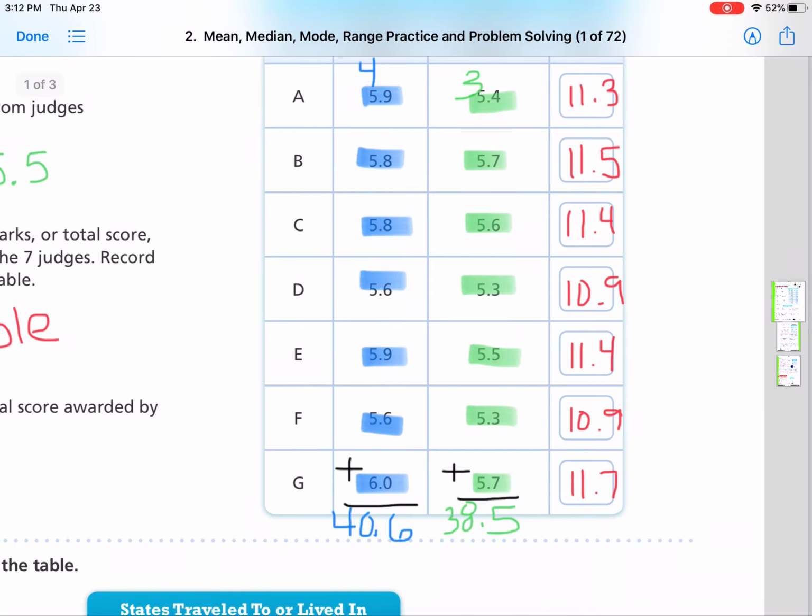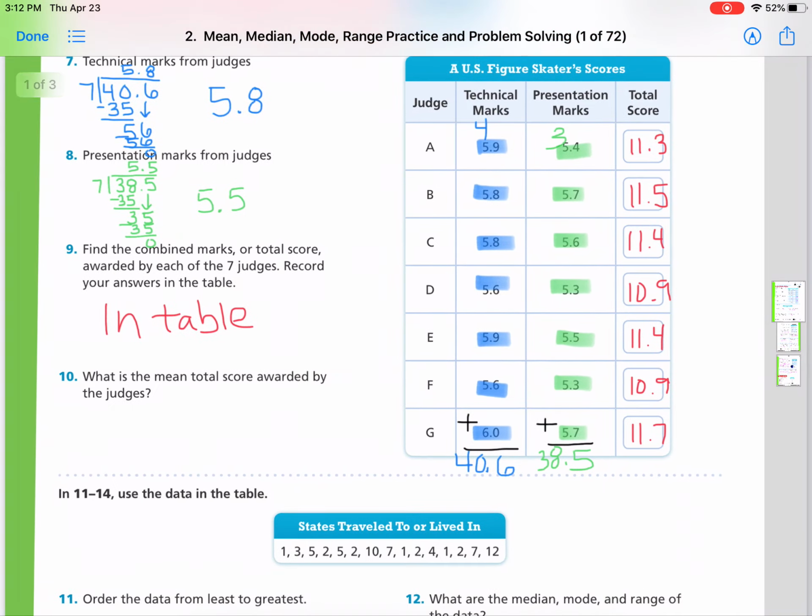Okay, so that's all we had to do for number 9. So for A, our total score was 11.3, B, 11.5, C, 11.4, D, 10.9, E, 11.4, F, 10.9, and then G, 11.7. So now for number 10, it says, what is the mean total score awarded by the judges?